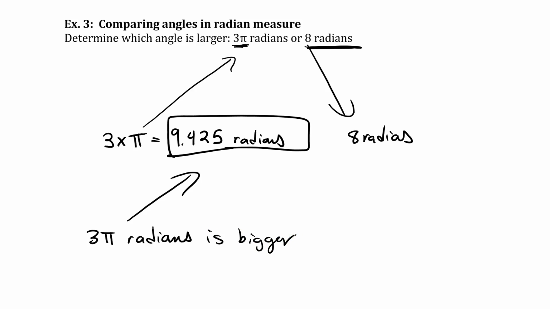Don't be fooled, if I say 3 pi radians, because oftentimes measurements of radians will have pi embedded into them, just because 2 pi radians is one circle. So essentially 3 pi radians is going to be going around the circle and then another half of a circle. 3 pi radians is bigger than 8 radians.